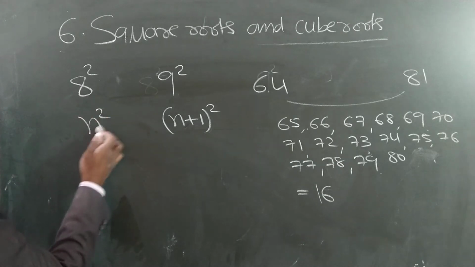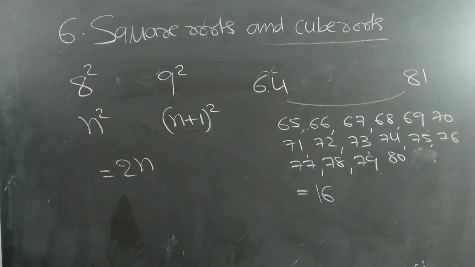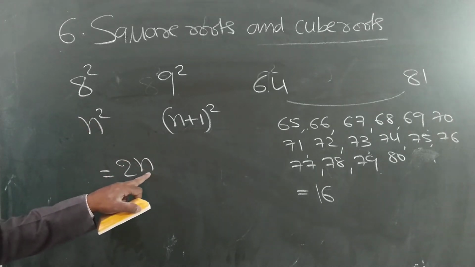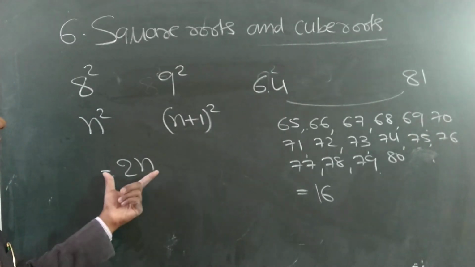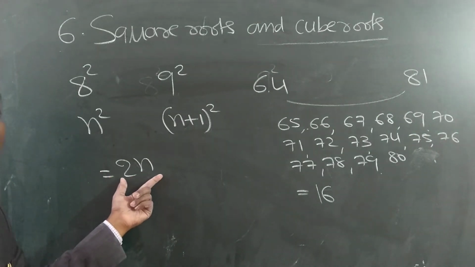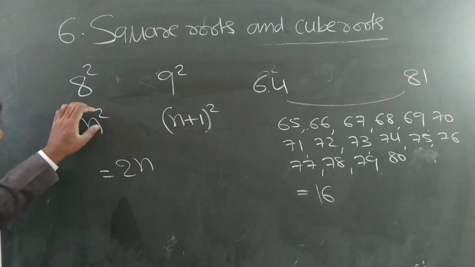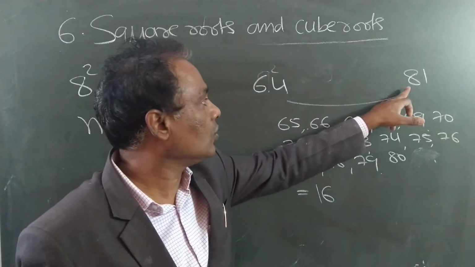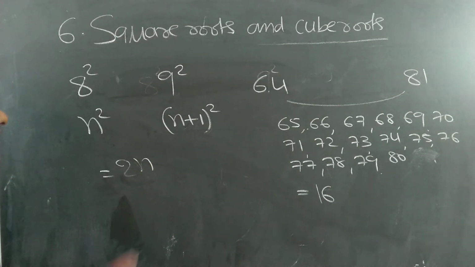So if this is n square and this is n plus 1 whole square, the answer is 2 into n. So 2 into n is 8, so 2 into 8 is 16. Without writing all this, directly we can tell this is a formula. If you find the n square value and the n plus 1 whole square value, in between them 2n numbers exist.